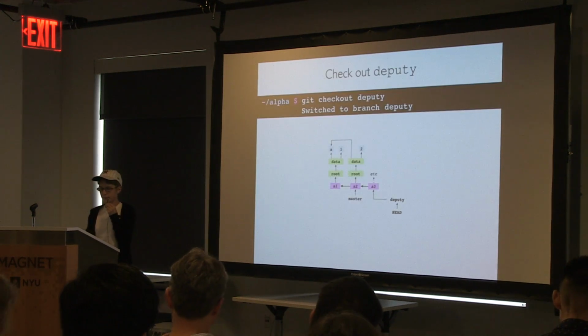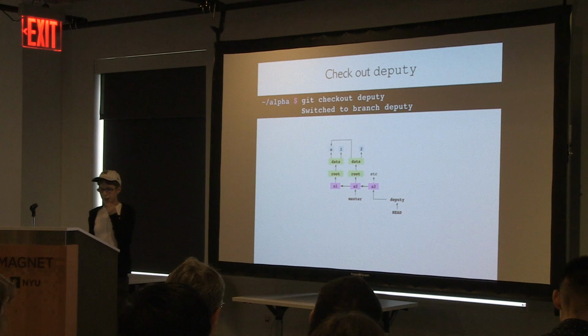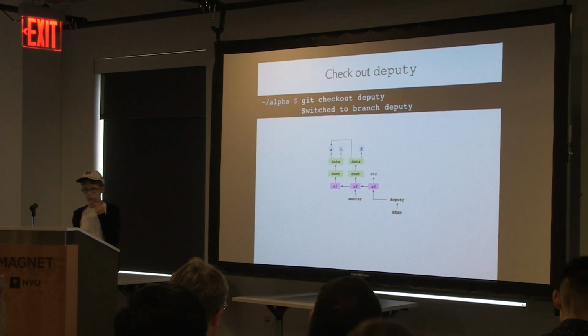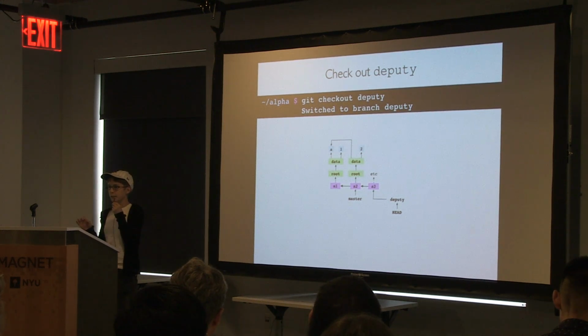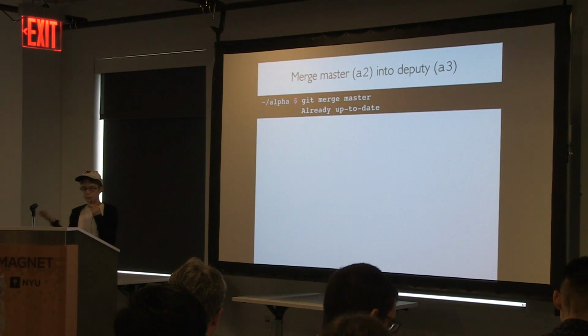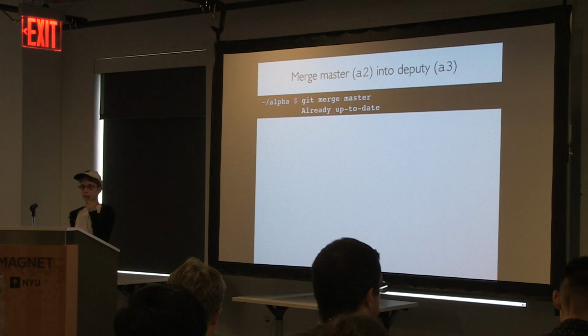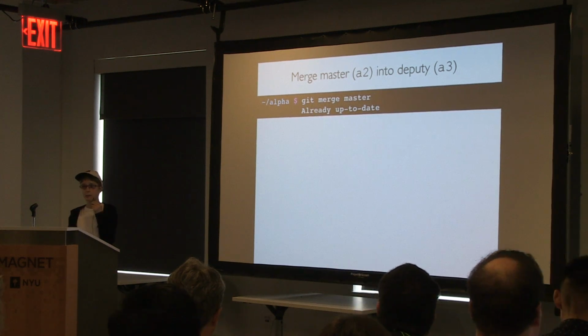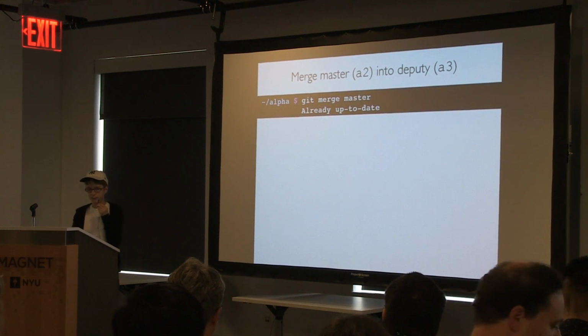Now let's do some merging. Let's merge an ancestor. So I'm going to check out deputy just as prep for this. So the important point here is we're on the A3 commit, and we're going to try and merge the A2 commit. So we're on A3, we're going to merge A2. And when we merge master to do that, then it says already up to date, which means nothing happened. So there's been no change at all to the Git repo.